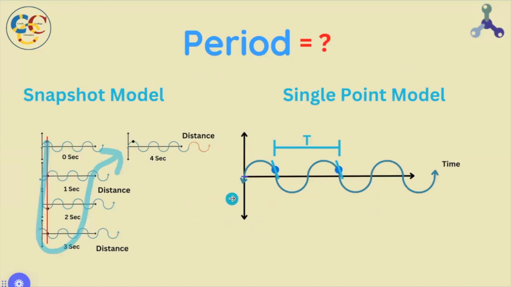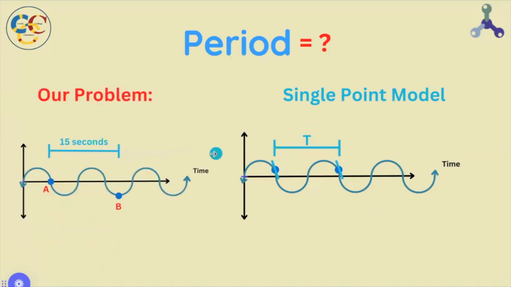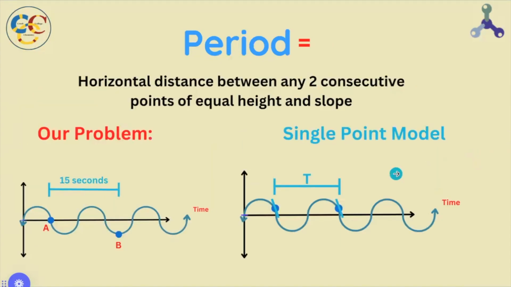In a nutshell, we can break down our definition of period into two models, the snapshot model and the single point model. While they both illustrate the same thing overall, here the single point model is going to be more helpful because that's exactly what our problem is measuring. They both have time in the x-axis as opposed to the snapshot model, which uses distance. So the definition we can use for period is the horizontal distance between any two consecutive points of equal height and slope. We write that down and already get 20% credit for the problem.